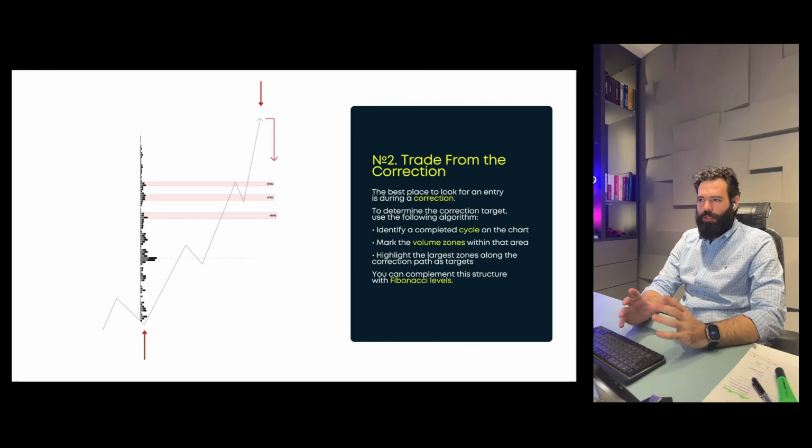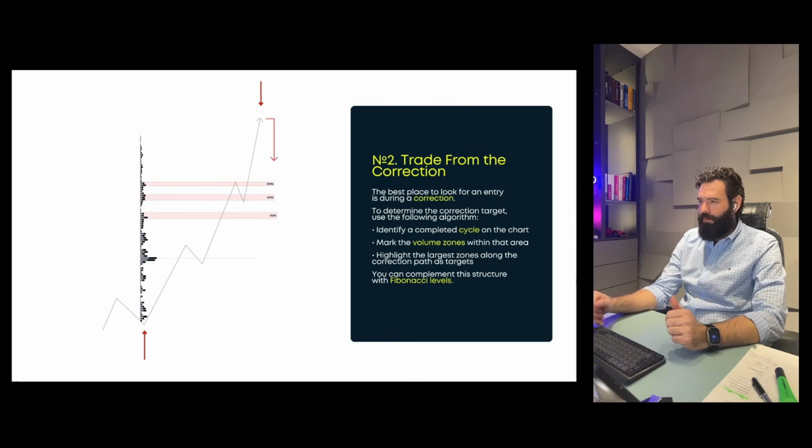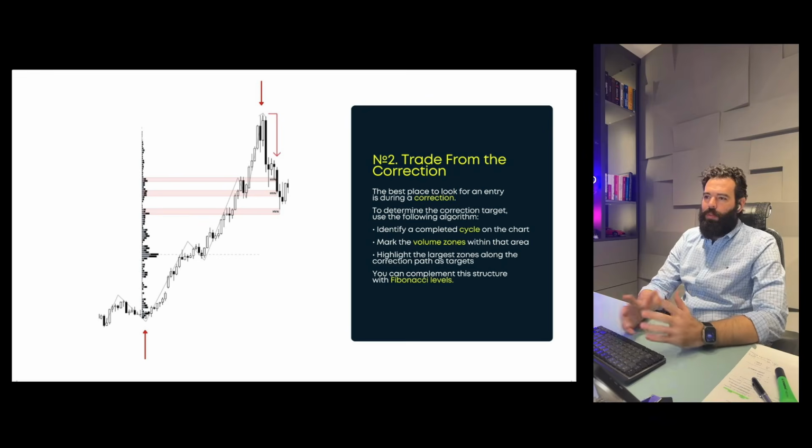If we, for example, start looking for a specific trade, I always recommend working from a correction. Undoubtedly, the best entry point will always be during a correction. And to determine the target of the correction, we need to use a very simple algorithm. Highlight a completed cycle on the chart, plot volume zones on this section, and mark the largest zones as the targets for our correction. You can supplement this setup with a Fibonacci grid so that certain levels become more significant for us. Accordingly, here is an example of how this works in the real market.